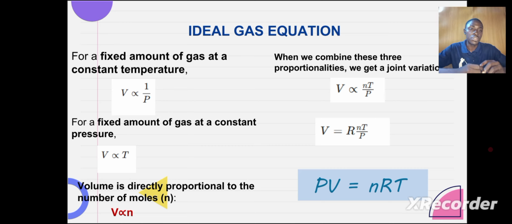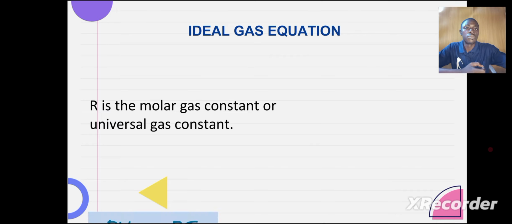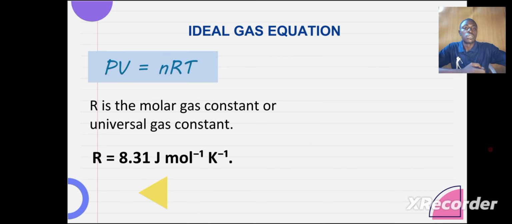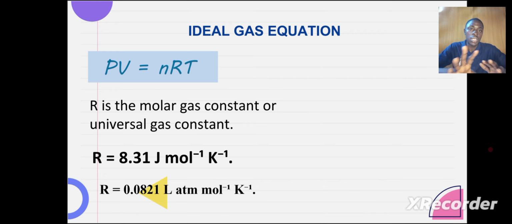The ideal gas equation: P is pressure, V is volume, n is the number of moles, R is what we call the molar gas constant, and then T is temperature. Okay, so the value of R is given by 8.31 joules per mole per Kelvin. So this is one value, and then another value depending on the unit that is used for P, V, n, and T. The unit of n is usually the mole, and the unit of T is usually the Kelvin. So depending on the unit used for pressure and volume, it can also be 0.0821 liter atmosphere per mole per Kelvin.